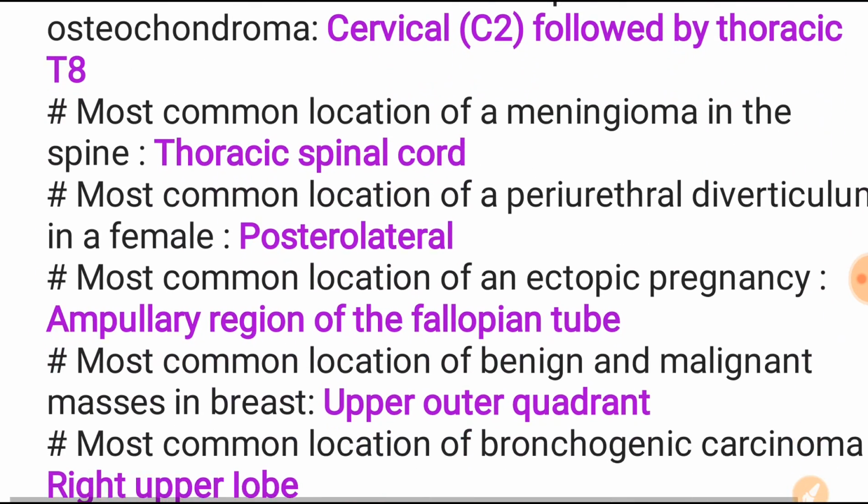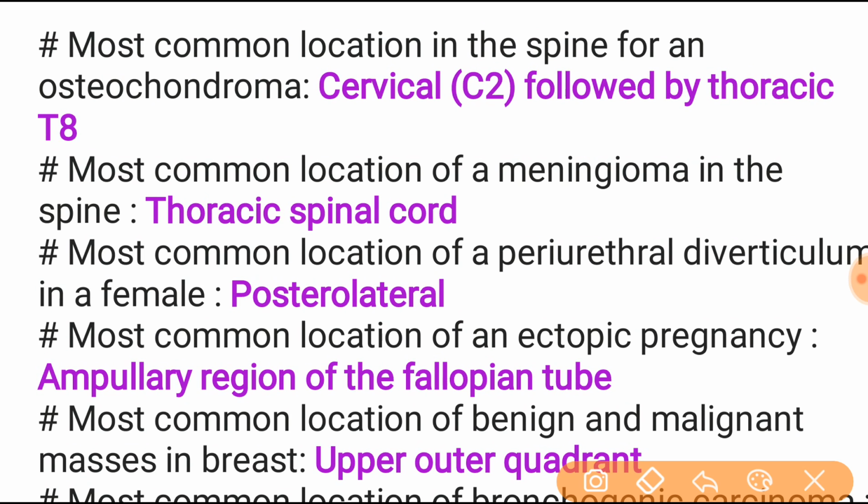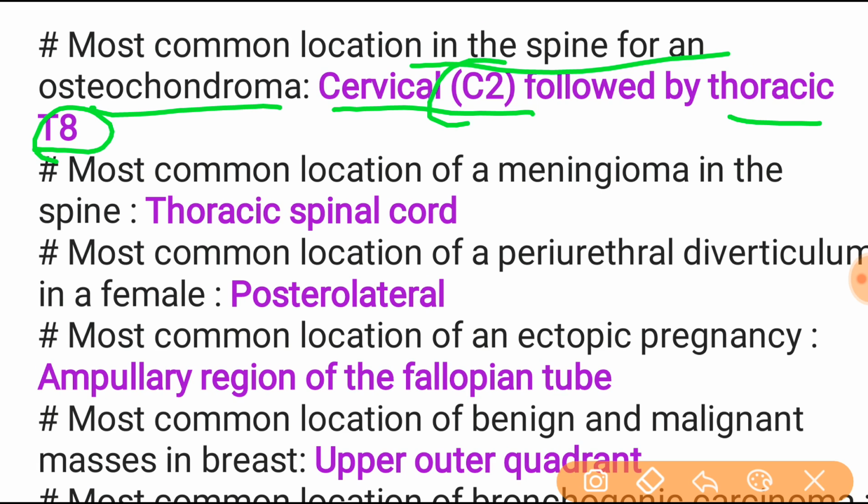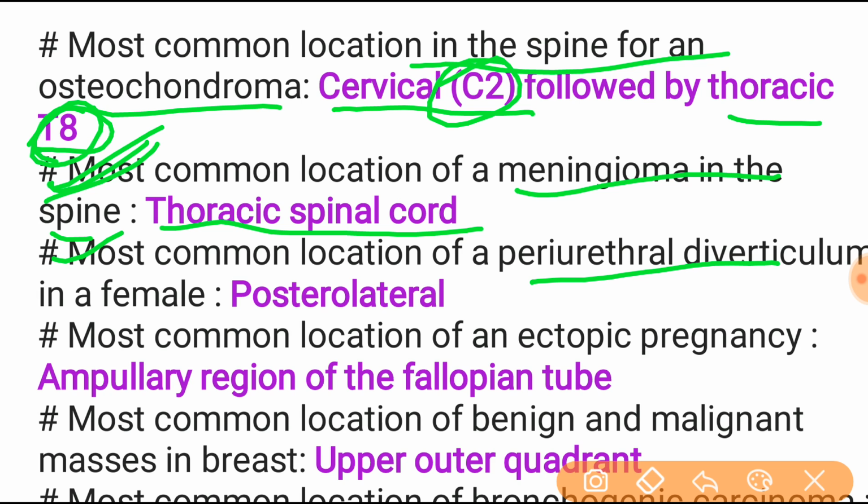The next one is the most common location in the spine for an osteochondroma is the cervical, C2, followed by the thoracic T8. C2, T8. The most common location of the meningioma in the spine is the thoracic spinal cord. Most important. Most common location for the periurethral diverticulum in the female is the posterolateral.